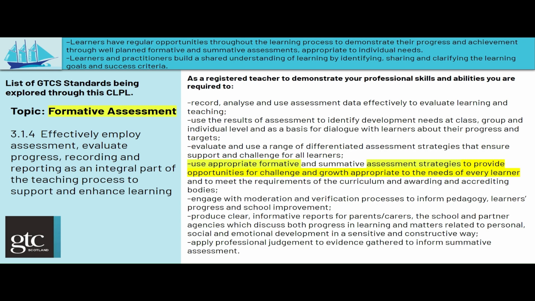Here is how our full session today links with the GTC standards for full registration. It addresses standard 3.14 and it also links to East Lothian's expectations of high quality teaching and learning outlined on the learning sale. It states that learners have regular opportunities throughout the learning process to demonstrate their progress and achievement through well-planned formative and summative assessments, appropriate to individual needs, and to ensure that learners and practitioners build a shared understanding of learning by identifying, sharing and clarifying learning goals and success criteria.